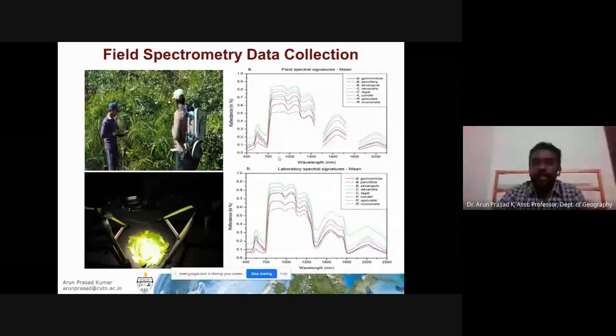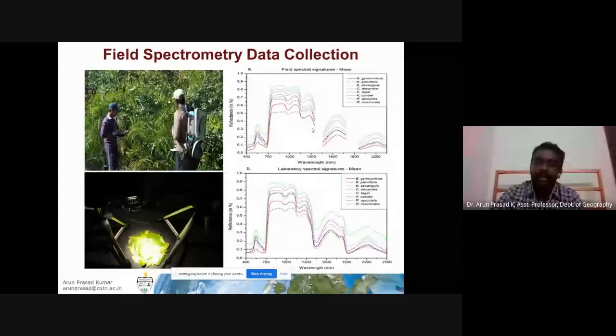So this is the spectral curve of eight different species belonging to the same family called Rhizophoraceae. These are eight different mangrove species, but the reflectance curve is different. We can see the difference because of the difference in their biochemical and biophysical properties. Here we can see there is a gap in the curve. This actually corresponds to atmospheric water vapor absorption, which is highly prominent in this region.